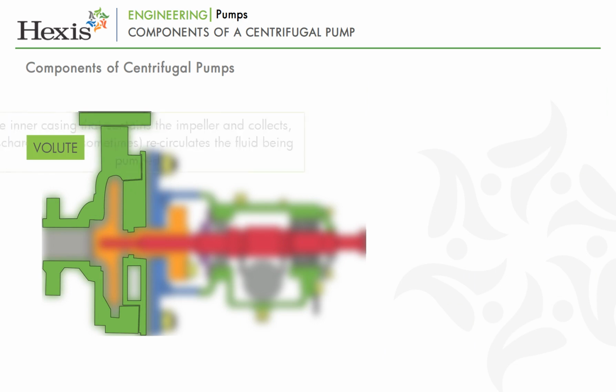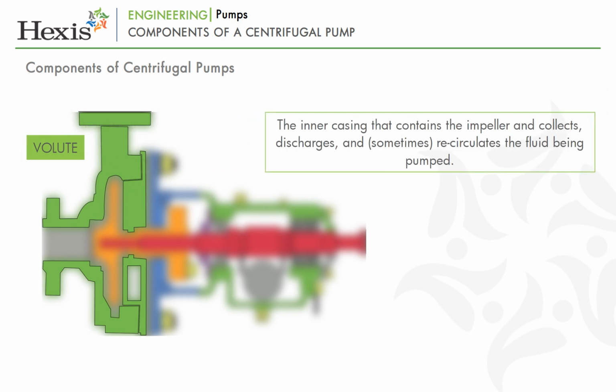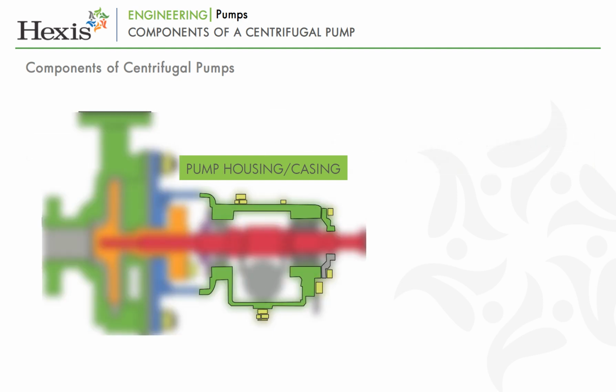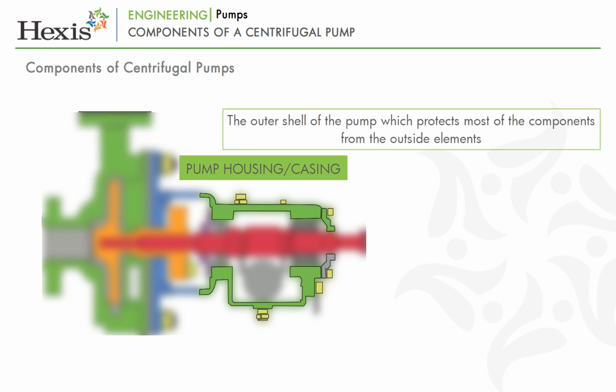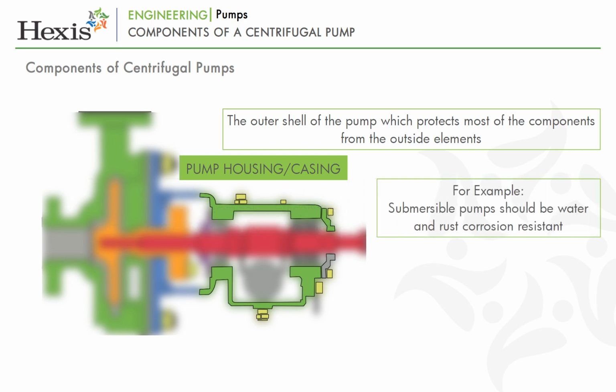Volute. The inner casing that contains the impeller and collects, discharges and sometimes recirculates the fluid being pumped. Pumps that have a volute casing are the most common type of centrifugal pumps. Pump housing or casing. The outer shell of the pump which protects most of the components from the outside elements. The casing of the pump should be of materials suitable to withstand the environmental conditions of the application. For example, submersible pumps should be water and rust corrosion resistant.